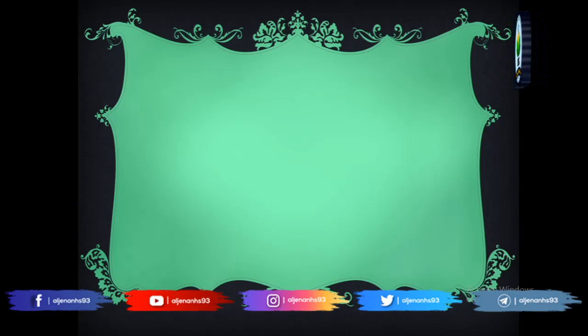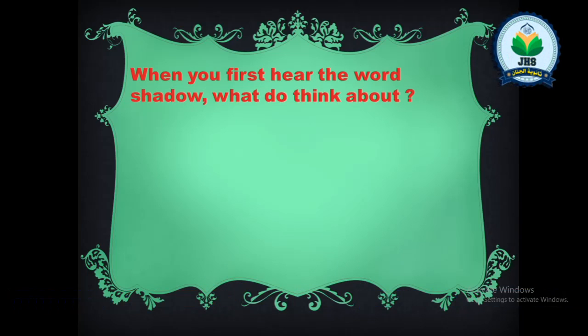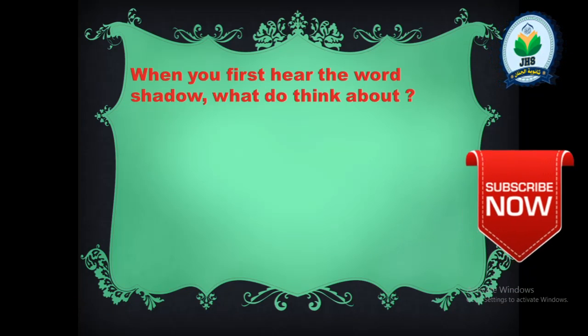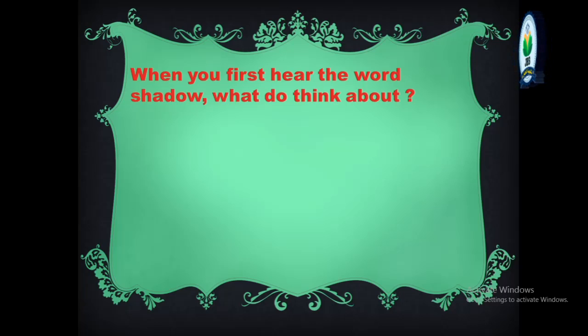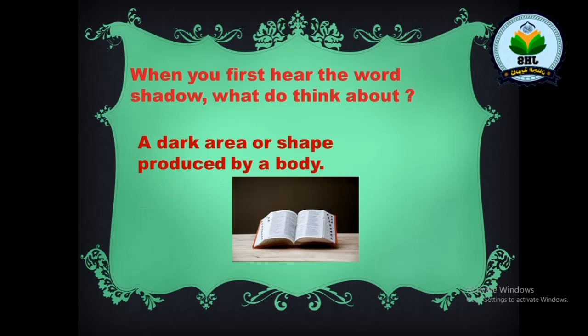Now, let's look at the title first. When you first hear the word shadow, what do you think about? Well, the definition of the word shadow in the dictionary is a dark area or shape produced by a body. Then, it's a dark reflection of something.